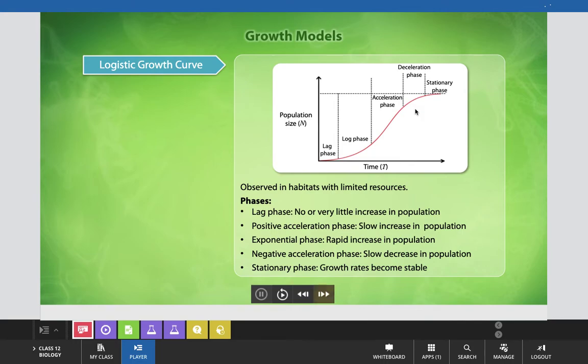Negative acceleration phase, which is shown here, that is deceleration phase, is known as negative acceleration phase, where slow decrease in population, and here stationary phase, at this phase growth rates become stable. Due to these different phases, this curve is coming in S-shaped type. Here on x-axis we are taking the time, and on y-axis we are taking the population size.